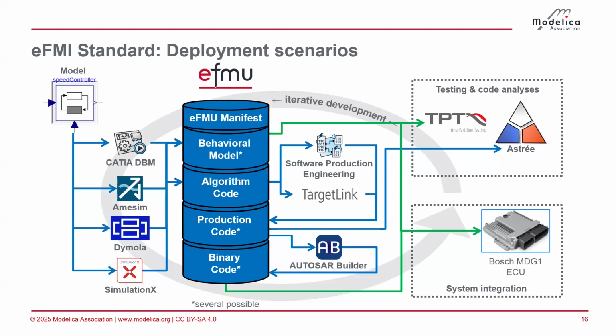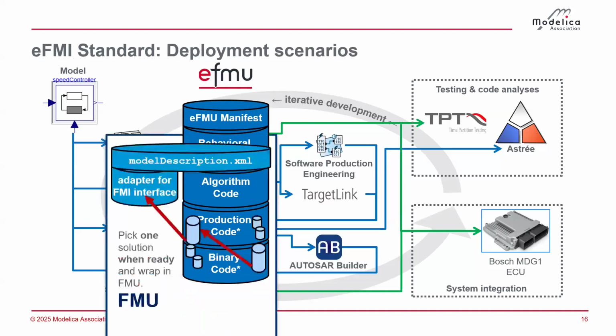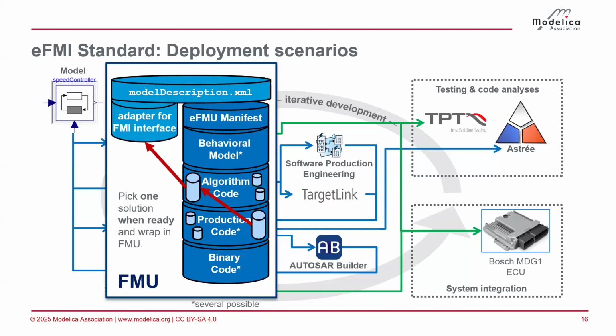You have many deployment scenarios for the eFMU. The most simple one is, if you have an eFMU with working production code, then you just say, okay, I want to have it as an FMU. And that's simple. Also in Daimler, it's just one function you call, it wraps it up as an FMU. And then you can exchange it with other FMU environments.